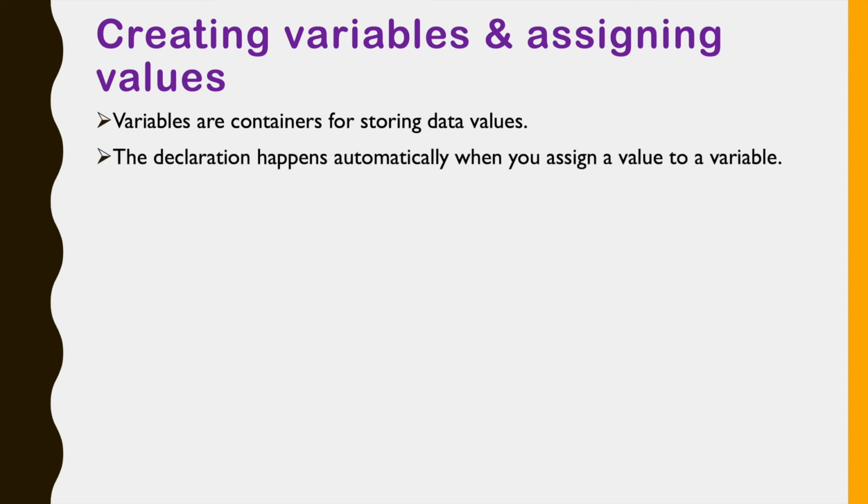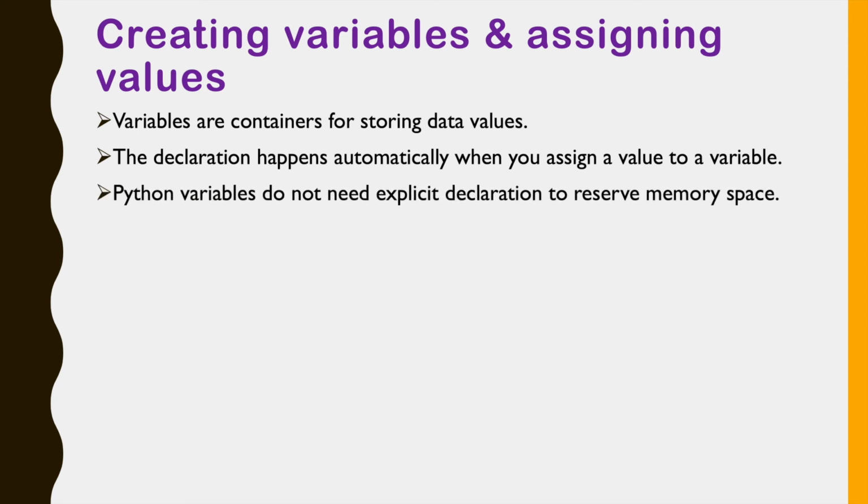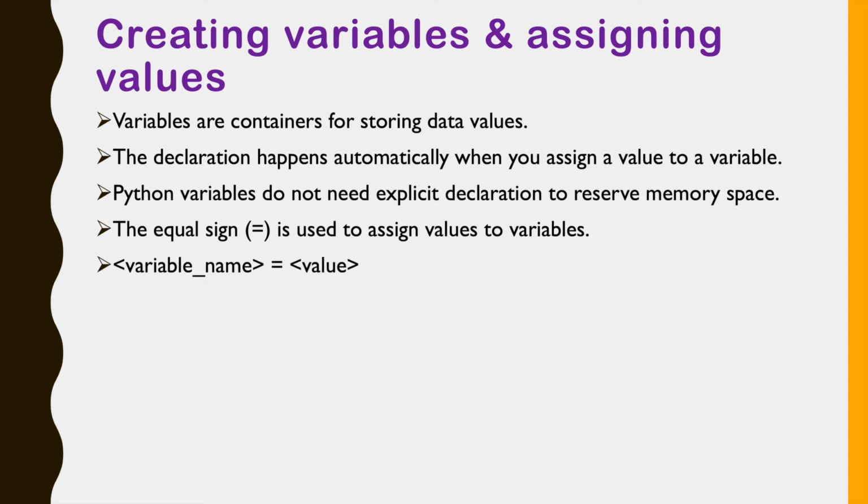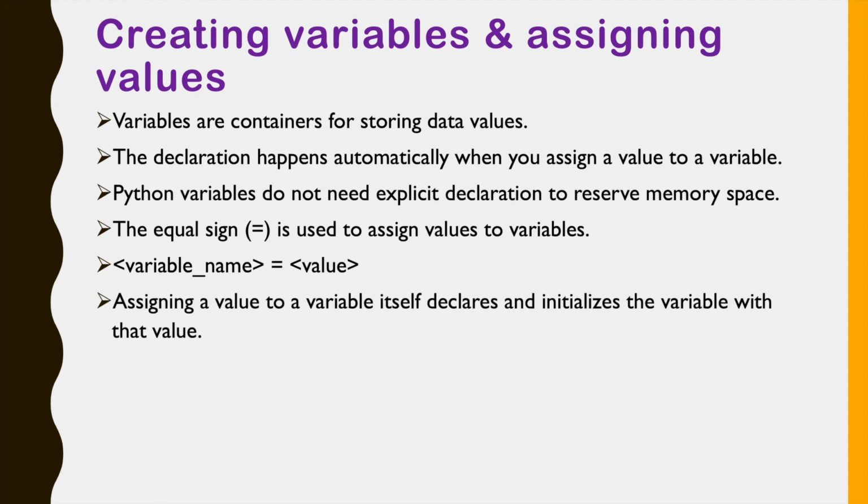The declaration happens automatically when you assign a value to a variable. Python variables do not need any explicit declaration to reserve the memory space. You use the equal sign to assign values to variables. The left hand side has the variable name and the right hand side has the value. So assigning a value to a variable itself declares and initializes the variable with that value.